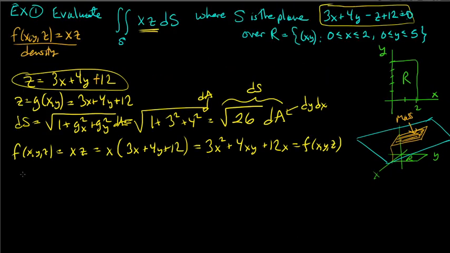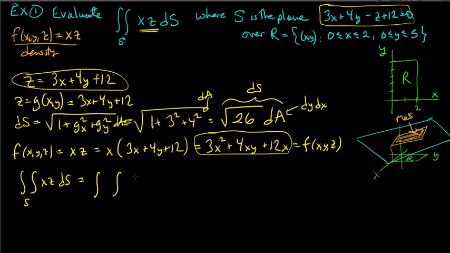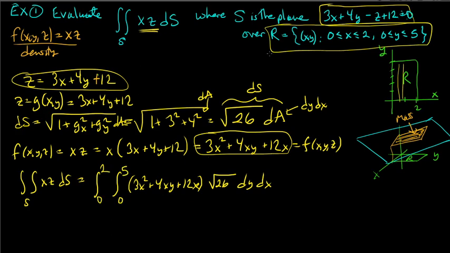All right, so put it all together. We want to do the surface integral of xz over dS. That's going to be the integral of xz, which we rewrote as this function here: 3x squared plus 4xy plus 12x, all times dS. But dS is the square root of 26 times dy dx. And again, we'll do a vertically simple region here. It could be either vertically or horizontally. y goes from 0 to 5, and x goes from 0 to 2. Again, that was given. That was the region, the rectangle, underneath the plane.